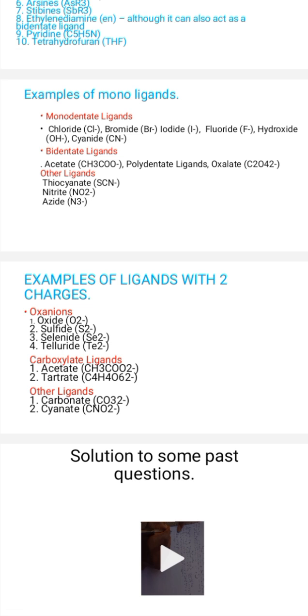Now, examples of ligands with two charges, we have oxide, sulfide. All these, whenever you see them, they have two charges. Then we have aceto, carboxylate ligands, and then other ligands like carbonato, oxalato, they have two charges.